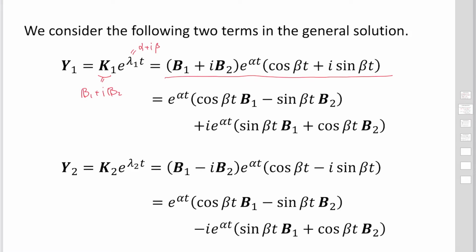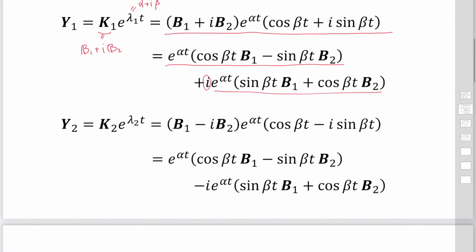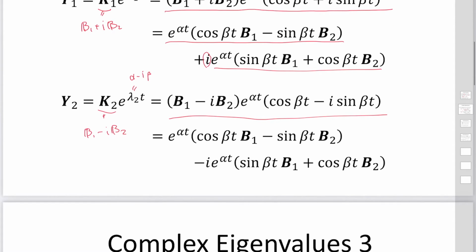Then we can expand these equations. The first terms correspond to the real terms, and the second term is multiplied by i, so these are the imaginary terms. And y sub 2 is expressed the same way. K sub 2 is b sub 1 minus i b sub 2, and lambda sub 2 is alpha minus i beta. So it becomes the next line. If we expand, we combine to form the real terms and the imaginary terms.